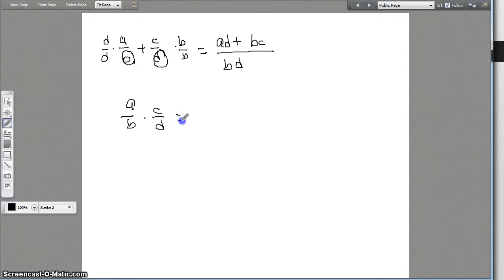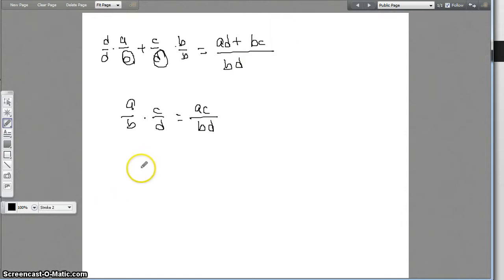Once you've done that, then you draw your fraction bar, and you multiply everything in the numerator together. All we have is A times C, so that's AC. And then we multiply everything in the denominator together. B times D gives us BD. So you can see we get a very different answer from multiplying fractions and adding fractions.